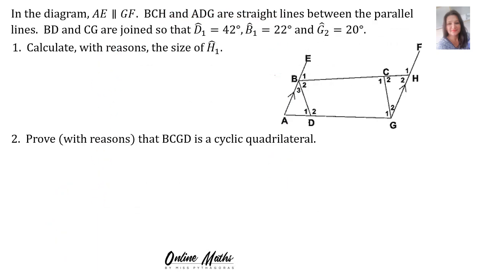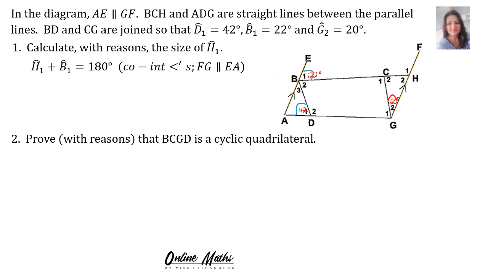Example 1. In the diagram, AE is parallel to GF. BCH and ADG are straight lines between the parallel lines. BD and CG are joined such that D1 is 42 degrees, and I'm going to write that in, and B1 is 22 degrees, and G2 is 20 degrees. Number 1, calculate with reasons the size of H1.